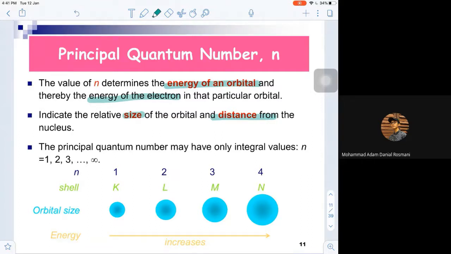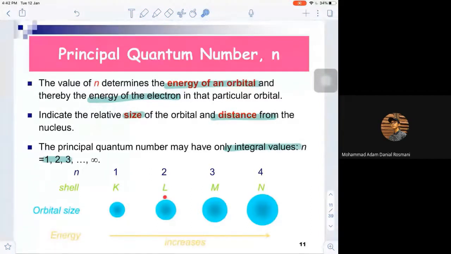The principal quantum number only has integral values starting with 1: 1, 2, 3, 4. We don't have decimal values like 1.5. We have only 1, 2, 3, 4, and so on. Look at these orbitals. There are 4 s orbitals given. The n of this orbital is 1.